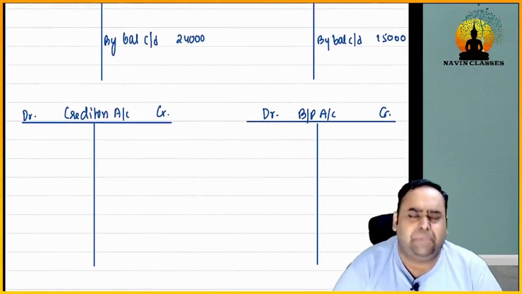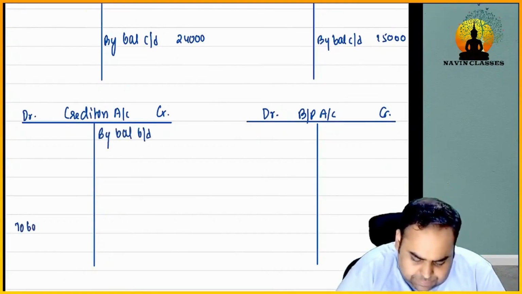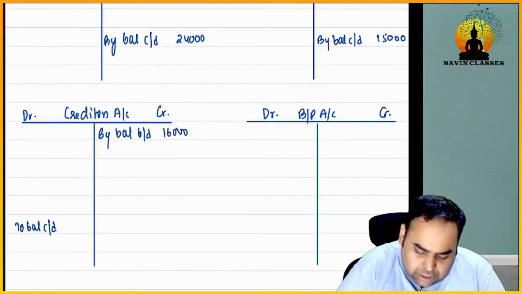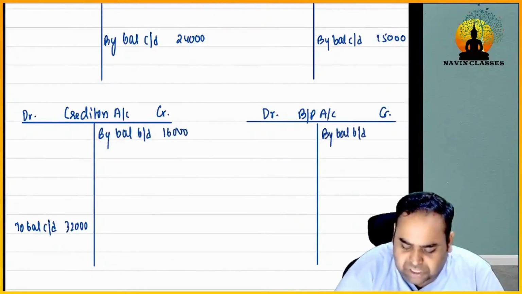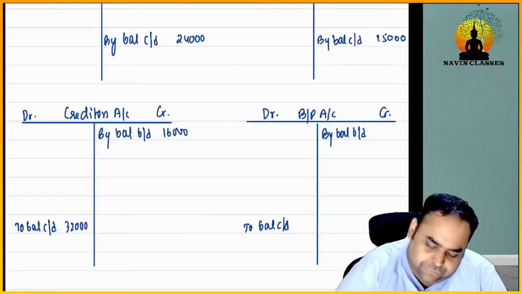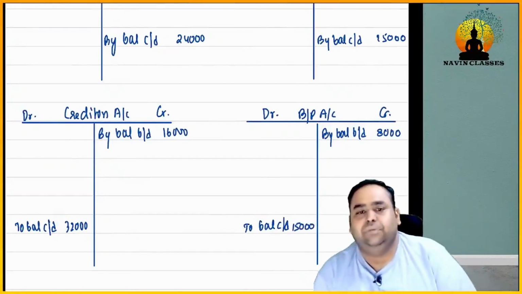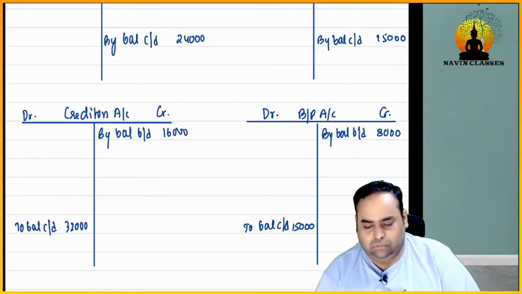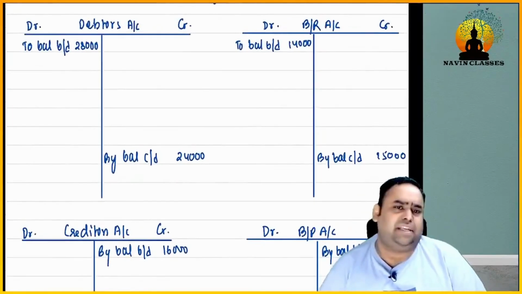The creditors are a liability. Write by balance b/d, to balance c/d. It's a liability. Opening is 16 and closing is 32. Bills payable is also a liability, so we will write by balance b/d, to balance c/d. It is 8 and 15, so bills payable opening is 8 and here closing will be 15. Students, this is done. You can write these opening and closing balances.